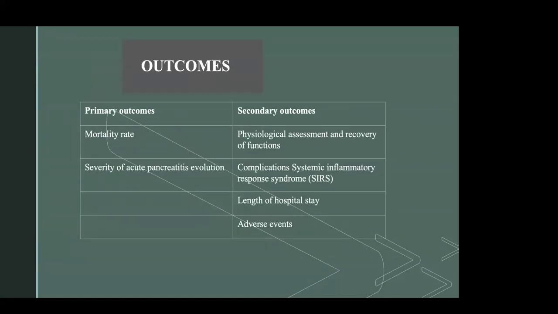The outcomes were defined in terms of the primary outcome and the secondary outcome. The primary outcomes were the mortality rate and the severity of acute pancreatitis evolution, and the secondary outcomes were the physiological assessment and recovery of functions, looking into the complications, that is SIRS, the length of hospital stay, and the adverse effects.